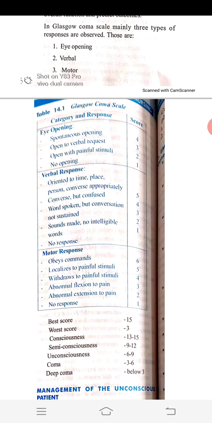The person is aware of the sound when you make it, but does not respond to your spoken words. So we give a score of 2 points. When the patient is not aware of the sound, that means the patient has no response, and we give the score 1 point.